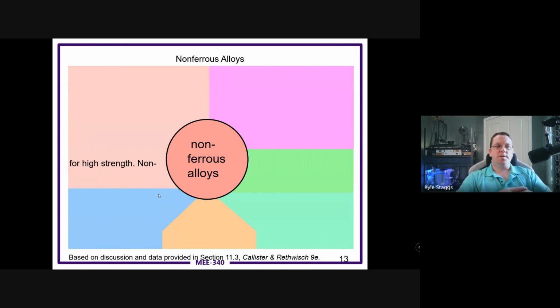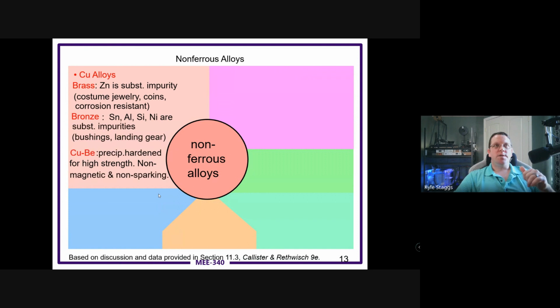Non-ferrous alloys, there's kind of a lot here, so we'll spend a little bit of time here. There are some high strength ones.